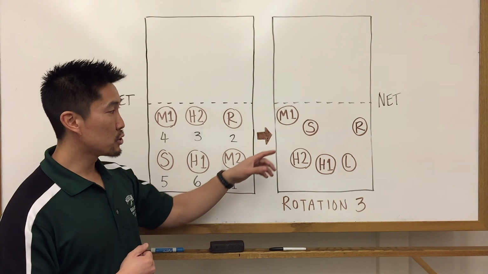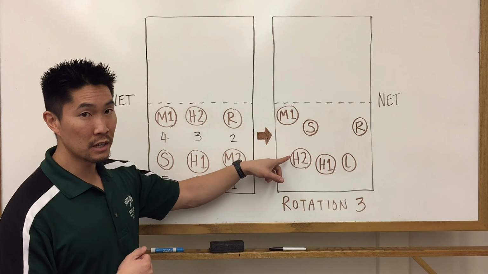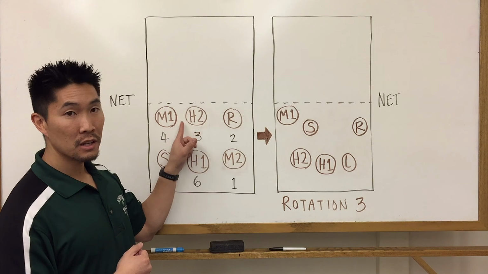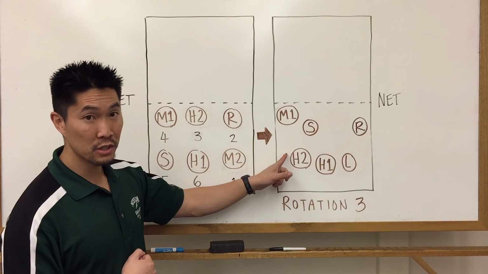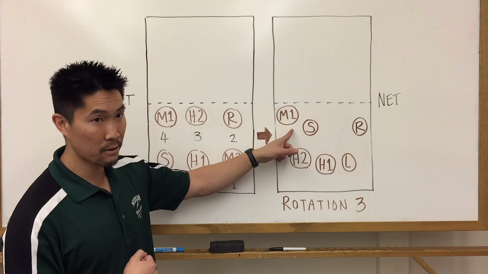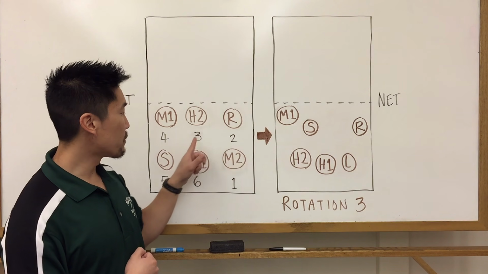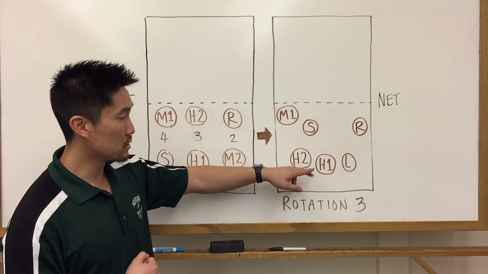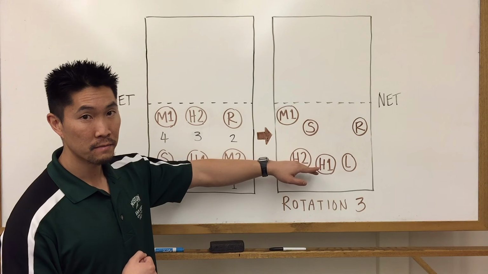In order for the H2 to move back and pass and still hit in the front row, the H2 must be to the right of the M1. So here you'll see that the H2 is still to the right of the M1, and also in front of the H1. Here the H2 is still in front of the H1.